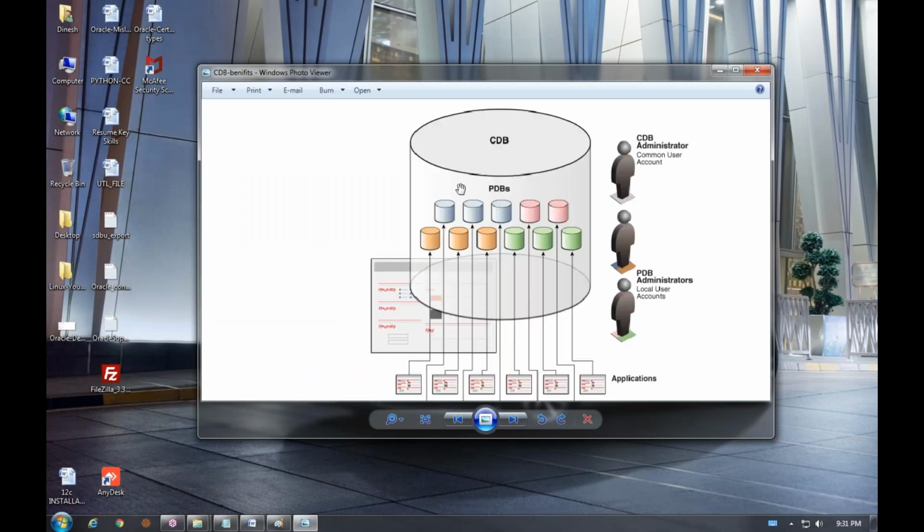Only one database. Okay, fine. But I have 10 branches. Assume that my business is having 10 branches. So with one database, how can I manage 10 branches?